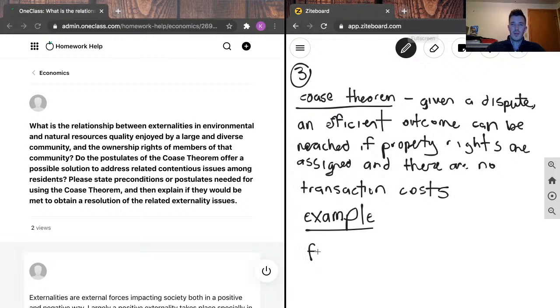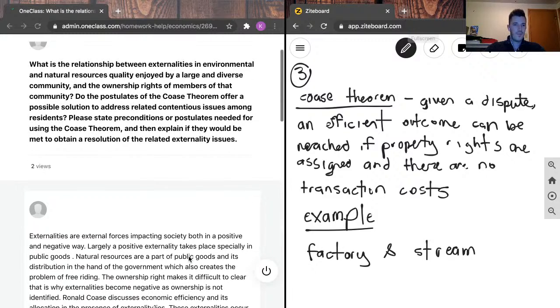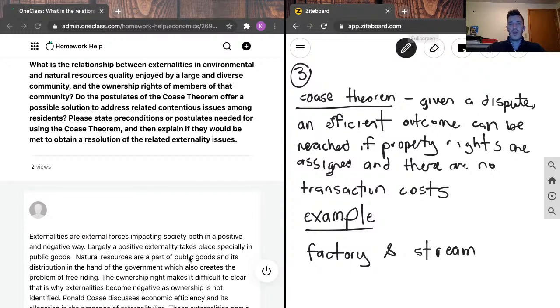An example is going to be the factory and stream. That's, I think, one of the common examples. Another one people use often is noise pollution. Super noisy factory next door. There's a family that can't sleep, etc. So maybe they pay them to not work after a certain time so the family can sleep, etc., etc.